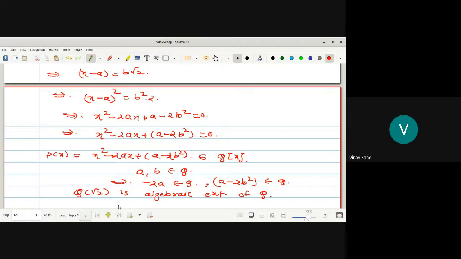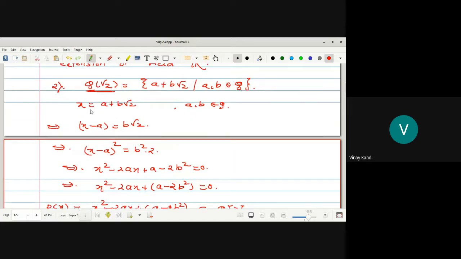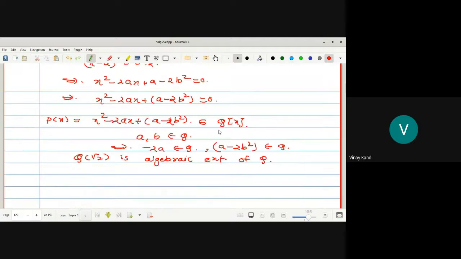Okay, काय प्रूव्ह केलं आपण? Any element x of Q root 2, that is x is equal to a plus b root 2. Okay, arbitrary element घेतला, which is algebraic over Q. Hence, we can say that Q root 2 is an algebraic extension of Q. Okay. Any doubt?